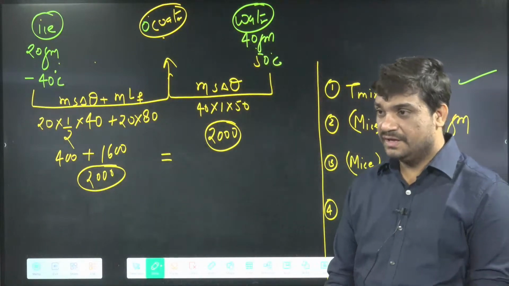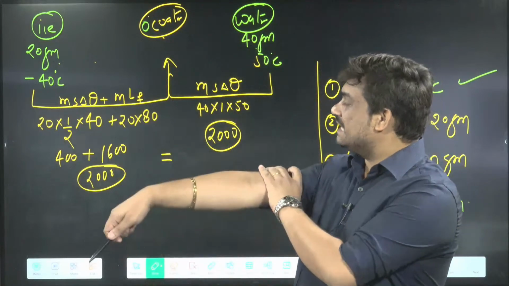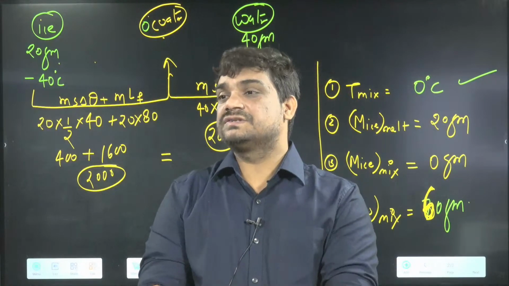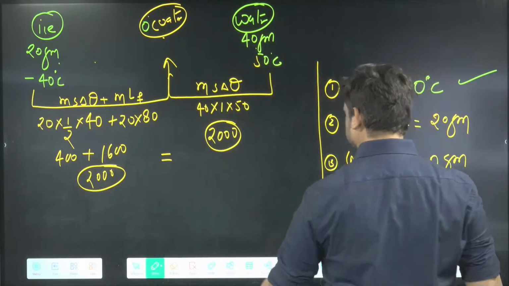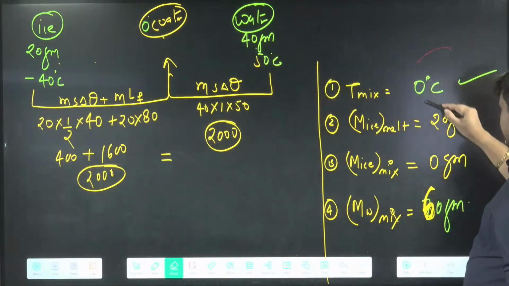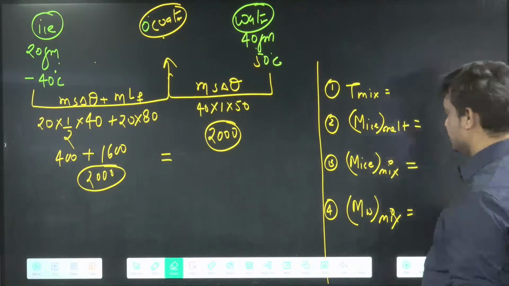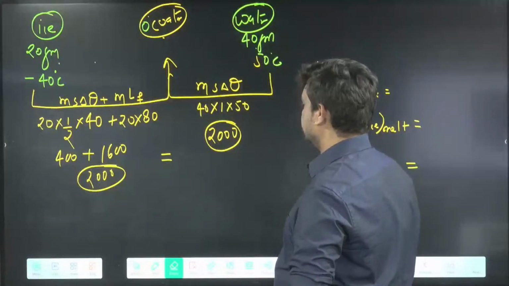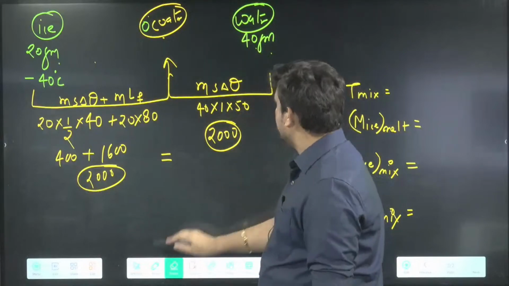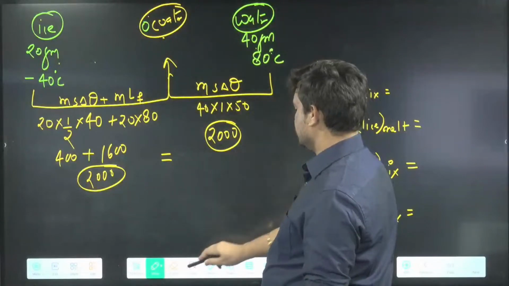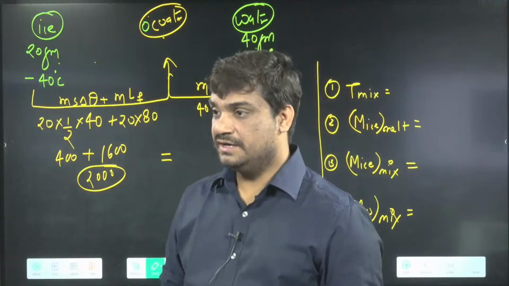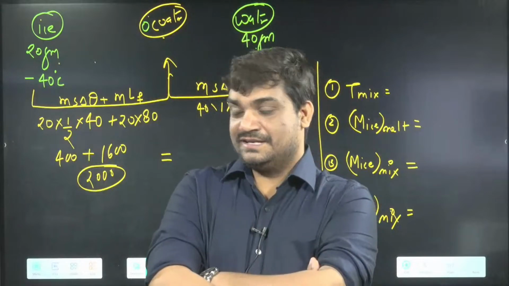Right, next question. Next one you have to write, because I will solve on this slide only. 20 gram ice at minus 40 degrees Celsius is mixed with 40 gram water at 80 degrees Celsius. You can write the next question.